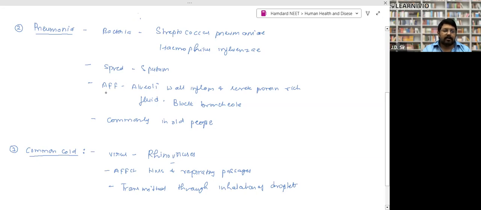And AFF, alveoli wall inflammation. So what is that AFF? Alveoli wall inflammation. What are the characteristics? The alveoli wall gets inflamed and secretes protein-rich fluid, and they block the bronchioles. So the person has problems in breathing, and it commonly takes place in old people.